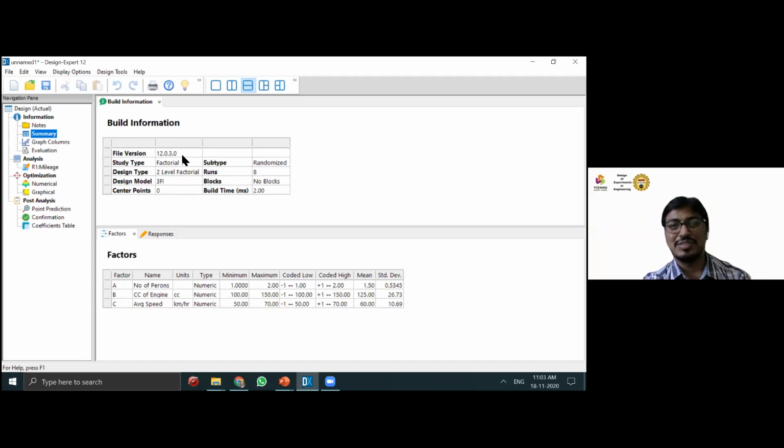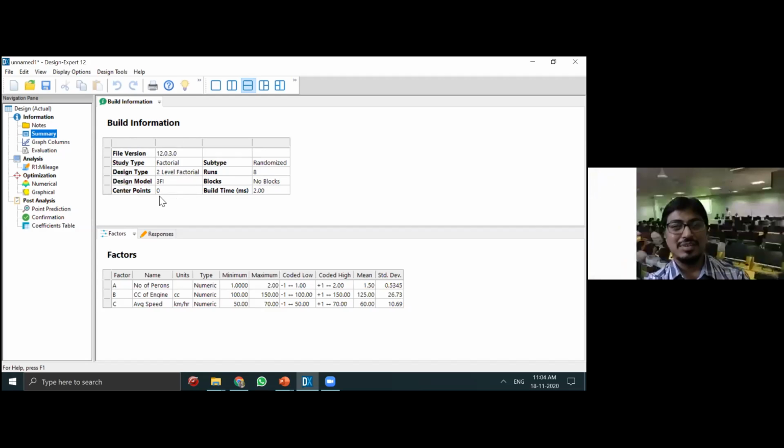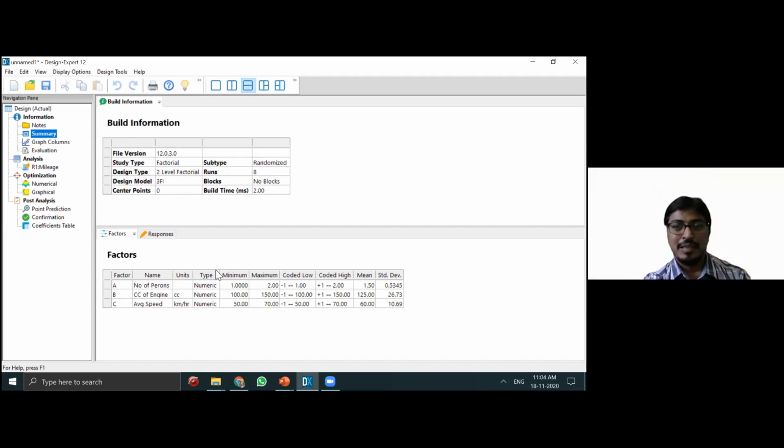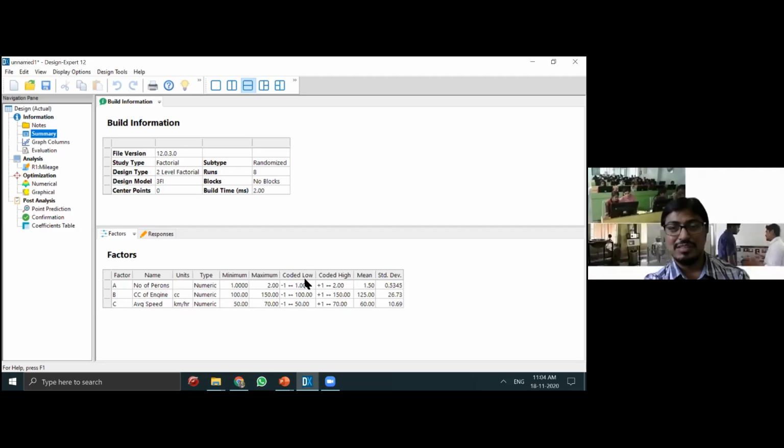This is like information regarding the software, right? Like the version, and runs, how many runs you are doing, 8 runs. Blocking, I have not done any blocking here. Center points are not there. Then regarding the factors, the information is here. Minimum and maximum levels are here.